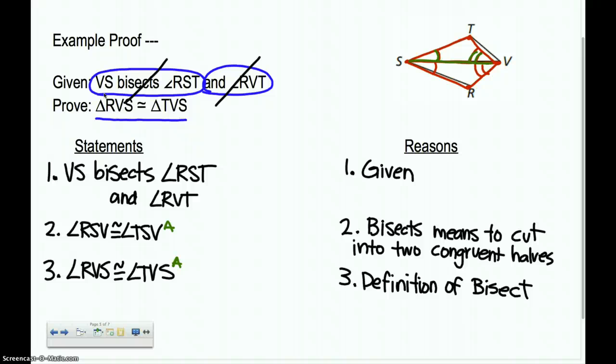Well, how are we going to get that into the picture? Fortunately, SV is in both triangles. It's the included side in both triangles. Since it's in both, that's like the idea of a freebie. We can say that SV is congruent to SV. Why? Well, we're using the same thing twice. This is an example of when we use the reflexive property.